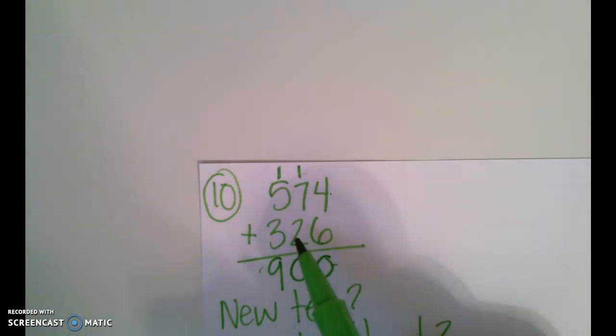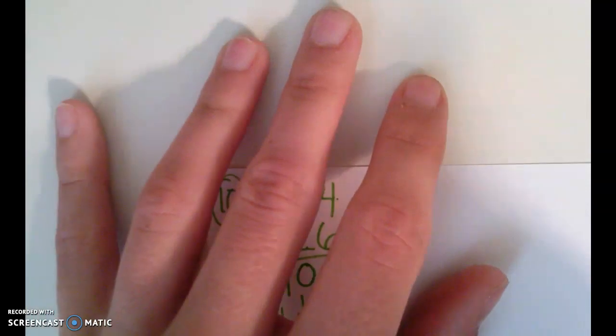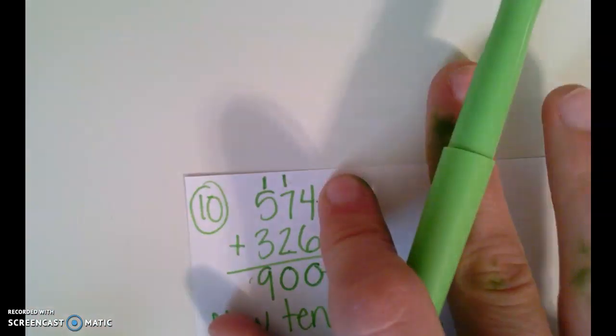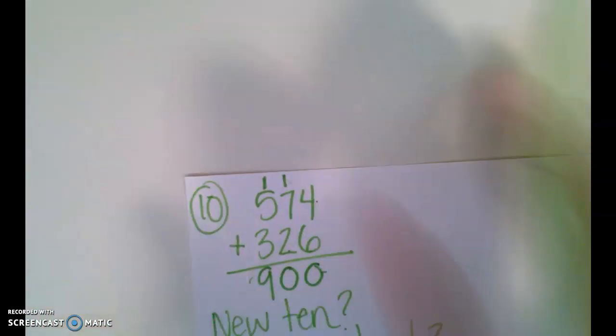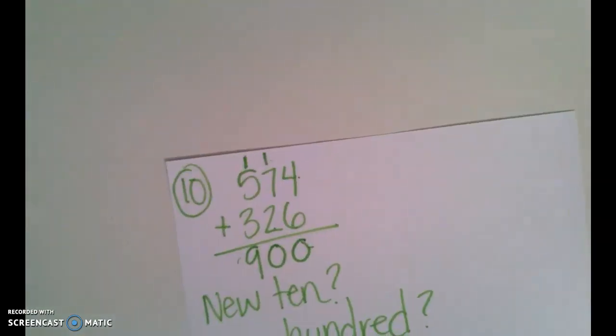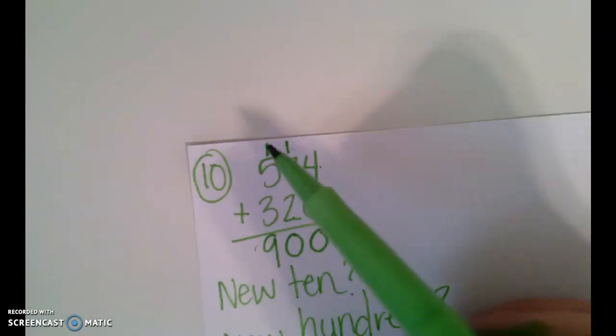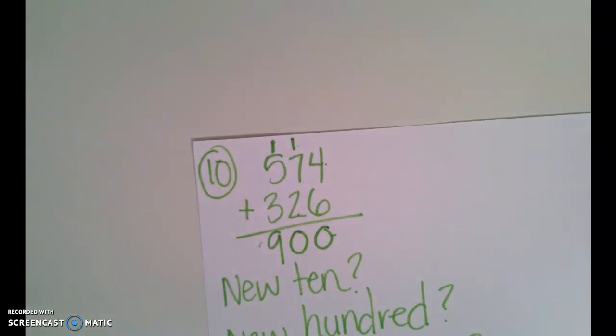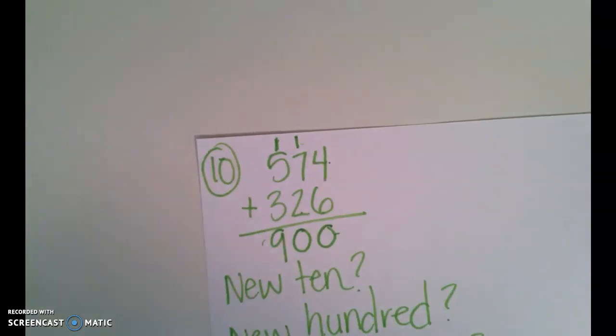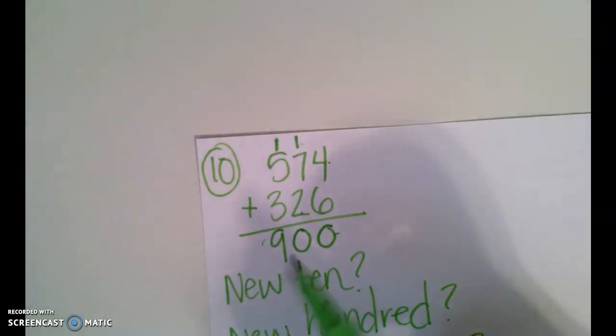10 tens. And what do you know about 10 tens? Okay, there's 10 tens equals 100. So I made a new 100. So I'm going to put that in my hundreds place value. 5 hundreds plus 100 equals 600. And 600 plus 300 equals 900.